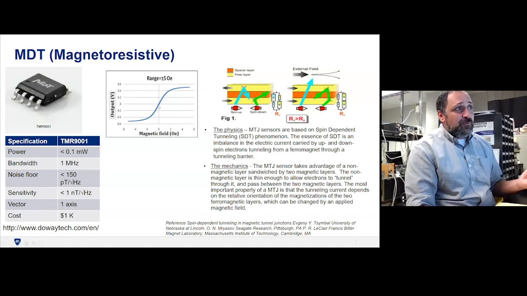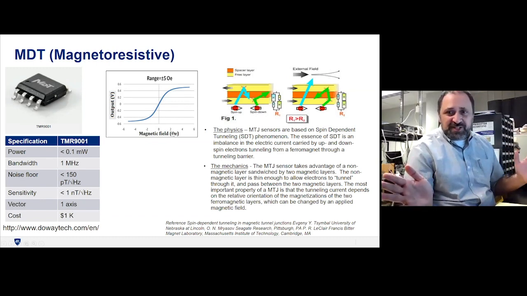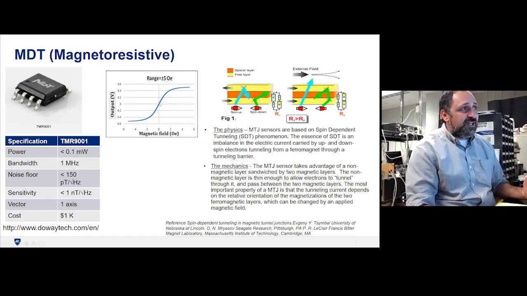And so what you see is as you apply a magnetic field, these are kind of, I would say, arcane units of oersteds. That's not relevant for our purpose. What's relevant is that as you have a magnetic field, you get a voltage out from this sandwich of materials. And so now let's look at the specs.